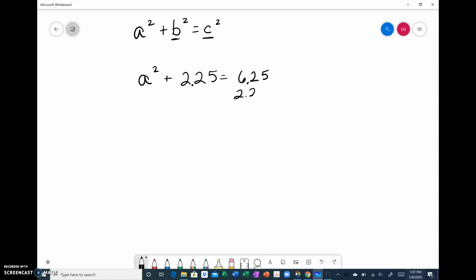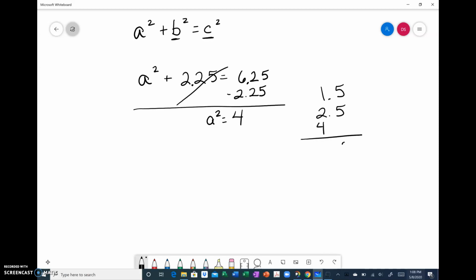I'm now going to subtract my constant so that A squared will be alone. And that just becomes a 4, okay? So we got an easy one there. A is going to be 2. To find the perimeter, I'm going to add it to B and C. So I have 1.5, 2.5, and a 4. And that makes my perimeter an 8. And the answer in the book is 6 millimeters.